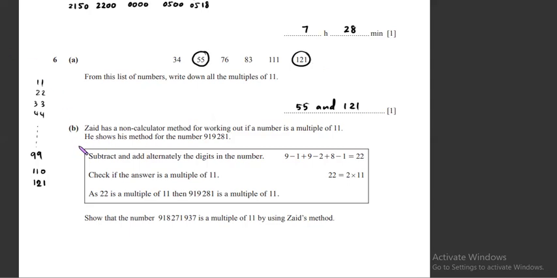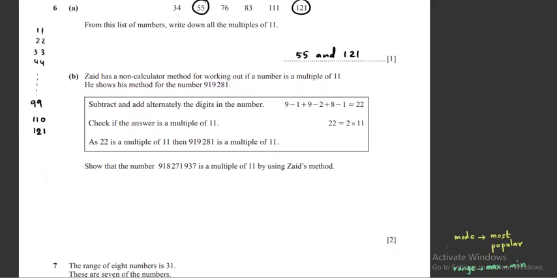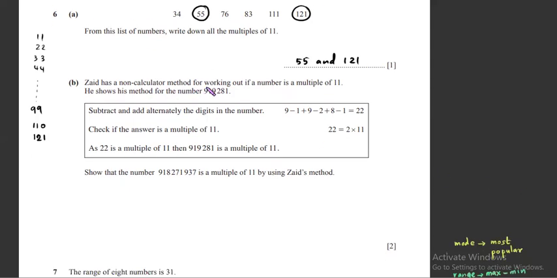Let's move on to part B. Zaid has a non-calculator method for working out if a number is a multiple of 11. He shows his method for the number 919,281 like this. Subtract and add alternatively the digits in the number. So subtract, add, subtract, add, subtract. Likewise, we do that. So we get 22. And then check if the answer is a multiple of 11. So 22 is in the 11 times table. So that is a multiple of 11.